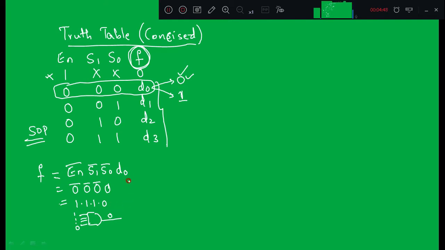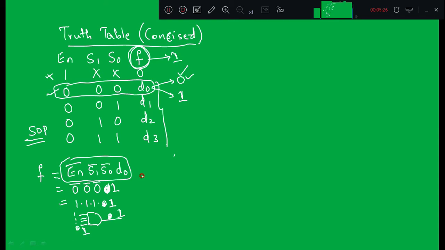Now if I substitute D0 is equal to 1, keeping enable equal to 0, S1 and S0 equal to 0, instead of 0 here you have to write 1. So this 0 will become 1, and all 4 inputs of the AND gate are high. That means output will remain high. Am I getting F equal to 1 when D0 is equal to 1? Yes. That means this first term, which is written for the second row, is correct.